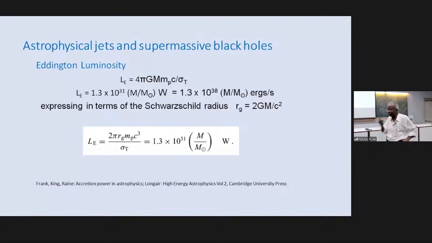But when I talk about active galactic nuclei, what is the kind of black hole mass I'm talking about? What is the mass of the black hole in the center of our galaxy? There's a few billion solar masses. But if I'm talking of active galactic nuclei, it can be up to a billion or so. So let me take 10 to the power of 8. If I put in 10 to the power of 8, the maximum luminosity I get is about 10 to the power of 46 ergs per second.